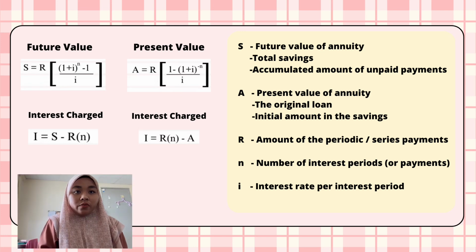In annuity, we have 4 formulas, which are the present value formula, the future value formula, and 2 formulas of interest charge. For that, we need to know the meaning of every symbol, which is S, A, R, n, and i.